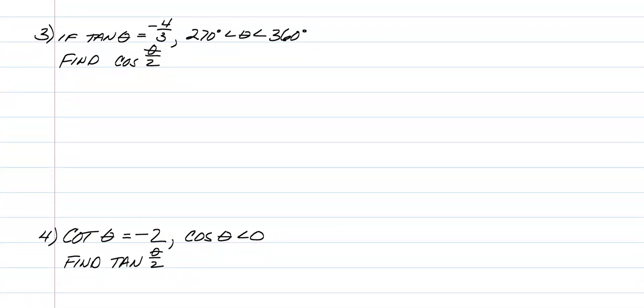Next up is a little bit different. So this is telling you that if the tangent of theta is negative 4/3, and between 270 and 360, that means you are in quadrant, let's draw it, 4.